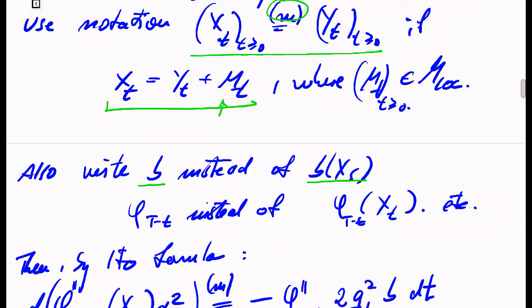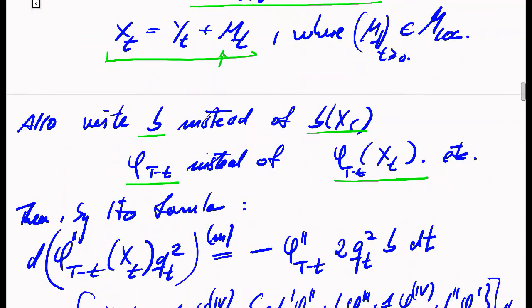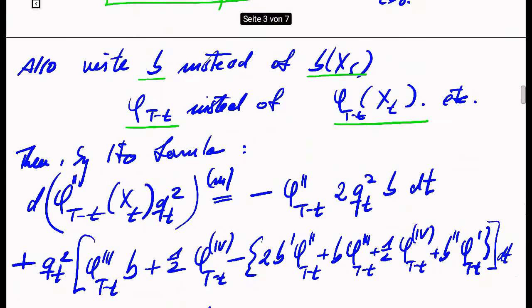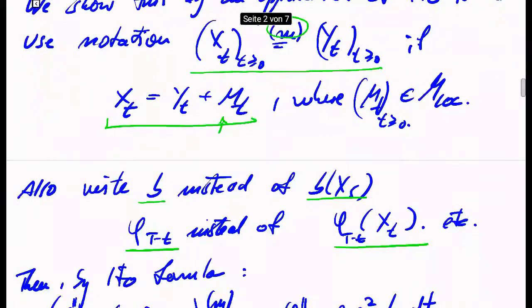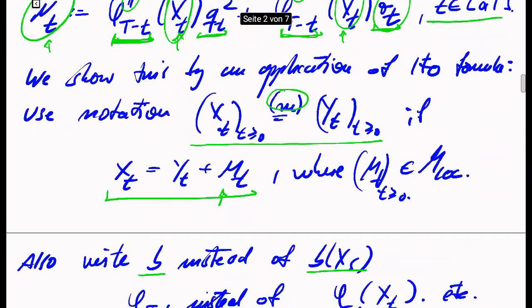do computations below, and also we write phi double prime or prime of t minus t, instead of the more complete notation phi of t minus t evaluated at the position xt. So in other words, when there is no risk of confusion, we shall omit the explicit dependence on the x process whenever this is appropriate. Okay, let's convince ourselves that this n process that we have just introduced is at least a local martingale.